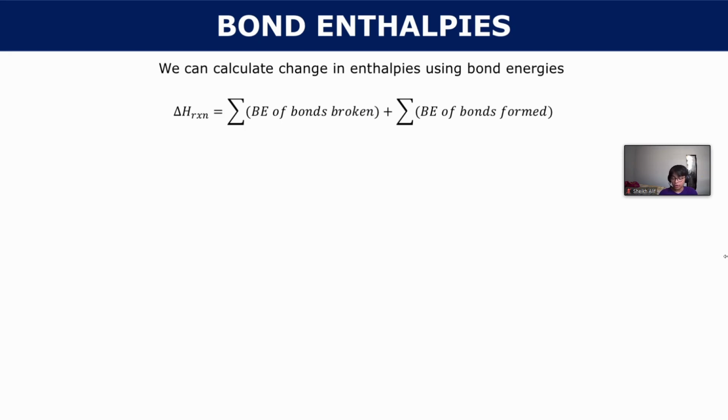So our change in enthalpy of the reaction is going to be the sum of the bond energies of the bonds broken plus the sum of the bond energies of the bonds formed. Note that there is an addition here, because when we look at the bonds broken and formed, the bonds that are broken are going to result in a positive value, and the bonds that are formed are going to result in a negative value. So let's take this and do a bit of practice to solidify this.